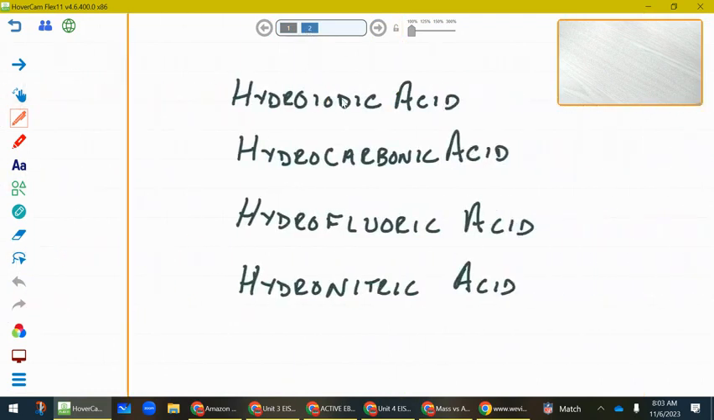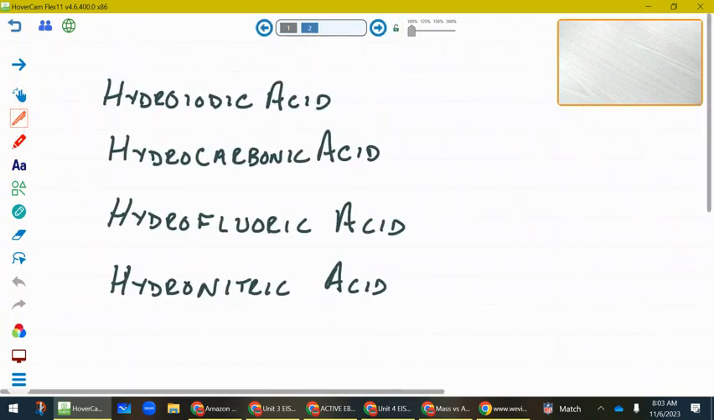All still binary? Write the formulas for these four, ladies and gentlemen. What does every formula need to have after it? AQ. Do not forget the AQ or I will mark it wrong on a test.